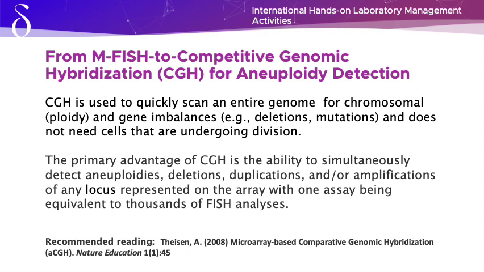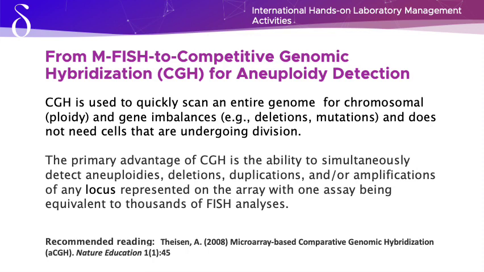So companies started making these arrays, and they were very, very useful, but you'd have to have the equipment to see it. So competitive genetic hybridization is used to quickly scan an entire genome for chromosomal ploidy and genetic imbalances, deletions and mutations, for example, and does not need cells that are undergoing cell division. And that's an important aspect of this, because with fish, you really do need cells at a specific stage and presumably, hopefully in metaphase to determine the best signal.